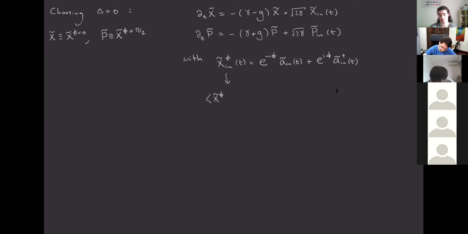So of course the average is 0, just like for the input operators. But also the two-time correlation function of actually any two quadratures, so it doesn't matter, any two quadrature angles, will be equal to a phase factor and then a delta function. Okay, so this is something that you can show very easily.